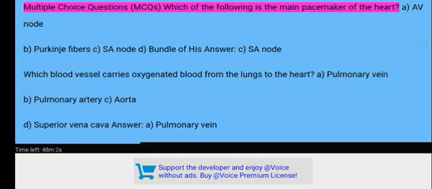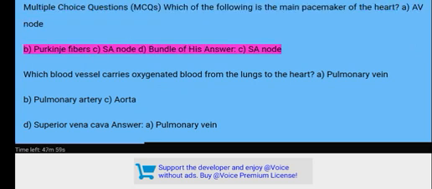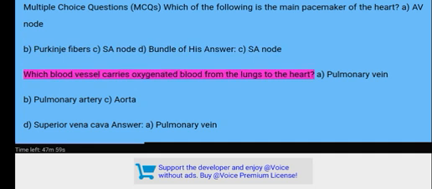Multiple choice questions, MCQs. Which of the following is the main pacemaker of the heart? A. AV node. B. Purkinje fiber. C. SA node. D. Bundle of His. Answer: C. SA node.